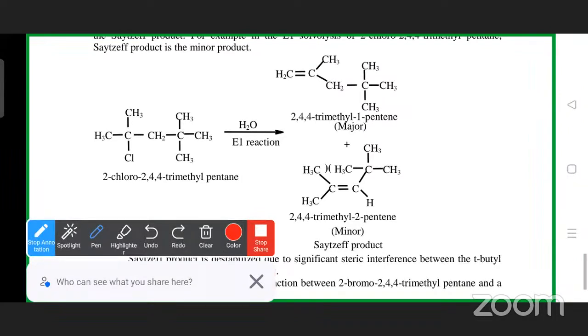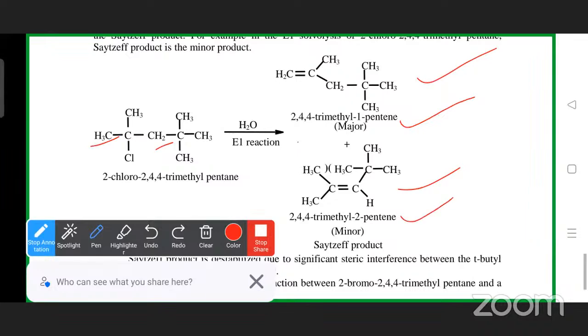Right, so here two products are obtained. By the elimination of this hydrogen here, we are getting this product, and by the elimination of this other hydrogen, we are getting this product. So there are two products: 2,4,4-trimethyl-1-pentene, and here is 2,4,4-trimethyl-2-pentene.